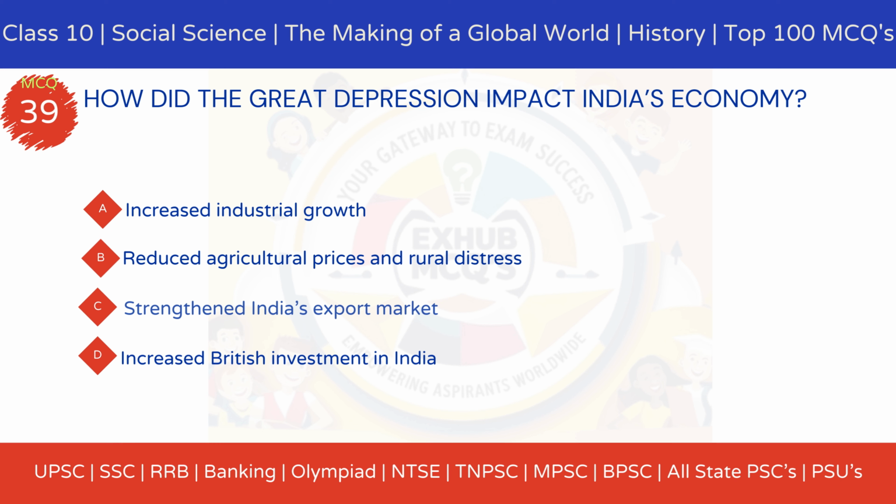Option A: increased industrial growth. Option B: reduced agricultural prices and rural distress. Option C: strengthened India's export market. Option D: increased British investment in India.